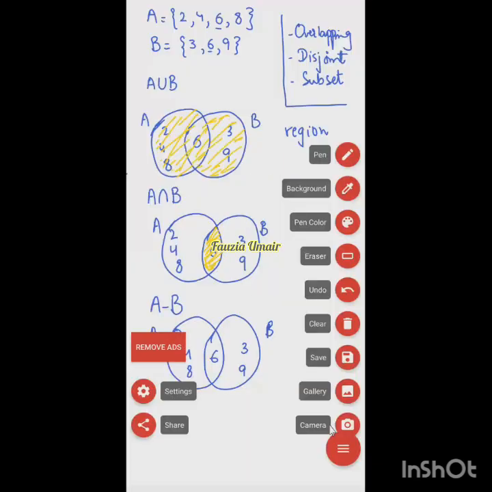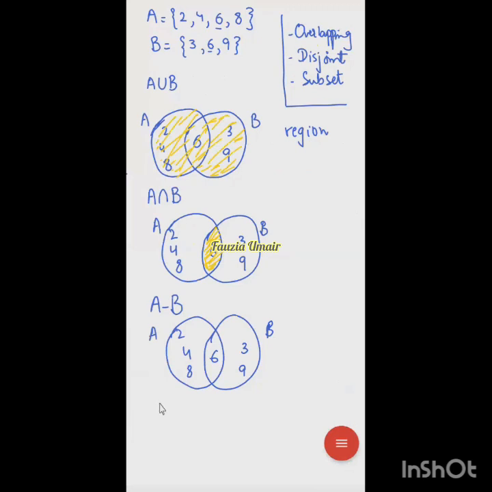The A region. Complete A? No, ma'am, except 6. Very good. So A minus B, if we look at it mathematically, the answer is the elements of A which are not in B. It means that the common elements were gone, right? So there are no common elements in the answer, but only elements of A.